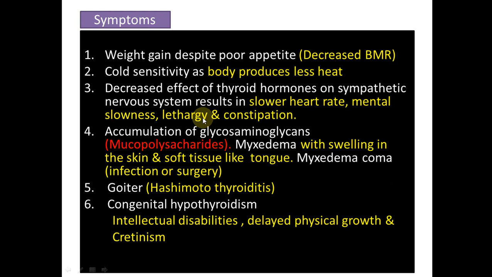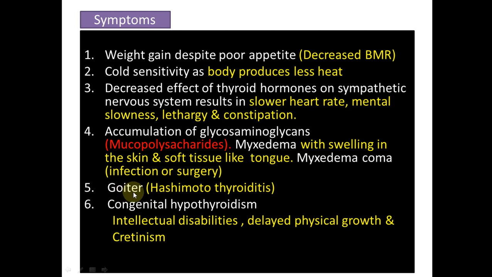And due to the effects and slow motility of the gastrointestinal tract, the person will develop constipation. The myxedema, which is the accumulation of glycosaminoglycans and mucopolysaccharides, will cause swelling in the skin and soft tissues, particularly the tongue. A patient with myxedema may develop myxedema coma when the person is exposed to some sort of stress in the form of infection, or if the patient undergoes some sort of surgery.